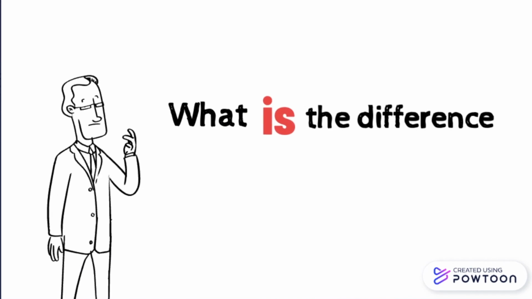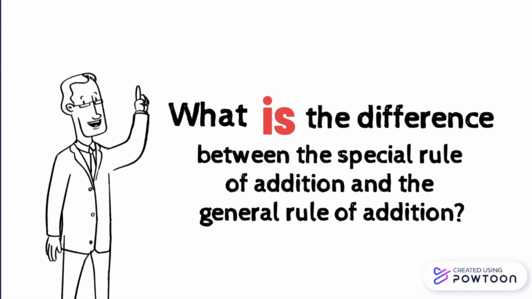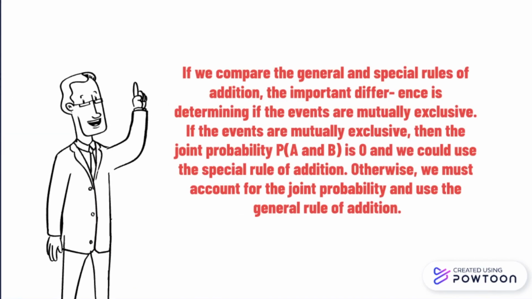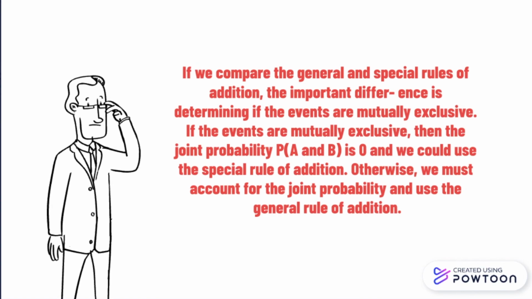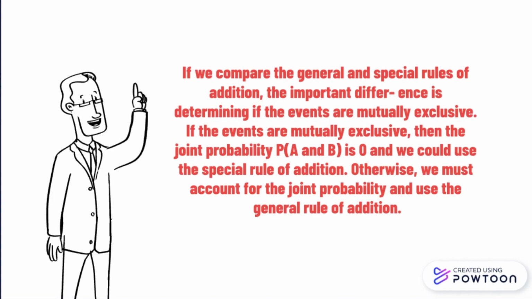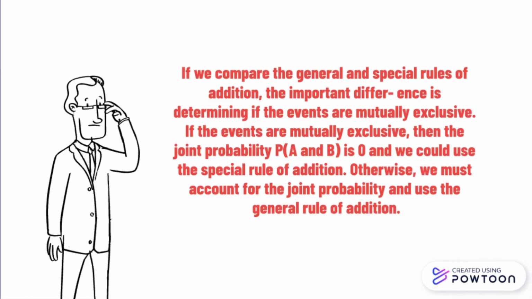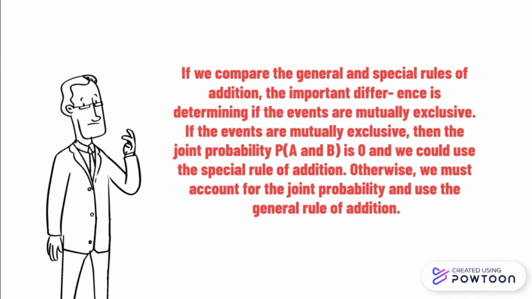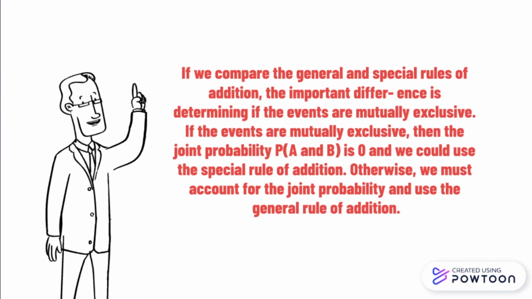What is the difference between the special rule of addition and the general rule of addition? If we compare the general and the special rules of addition, the important difference is determining if the events are mutually exclusive. If the events are mutually exclusive, then the joint probability P of A and B is 0, and we could use the special rule of addition. Otherwise, we must account for the joint probability and use the general rule of addition.